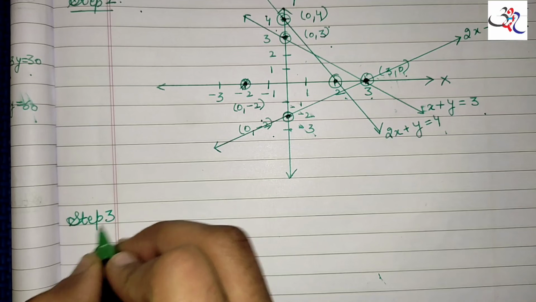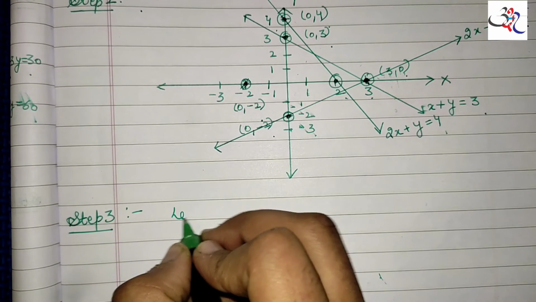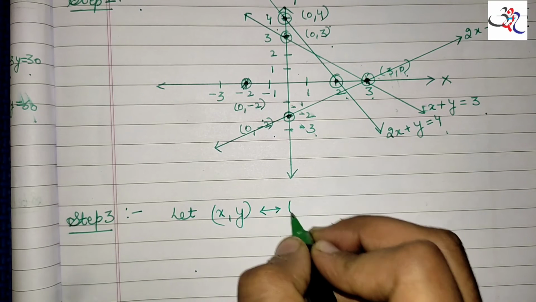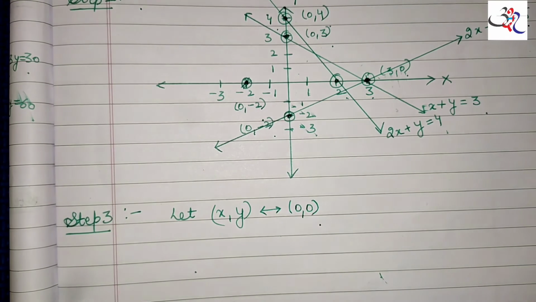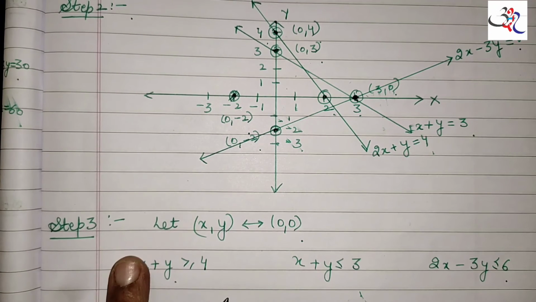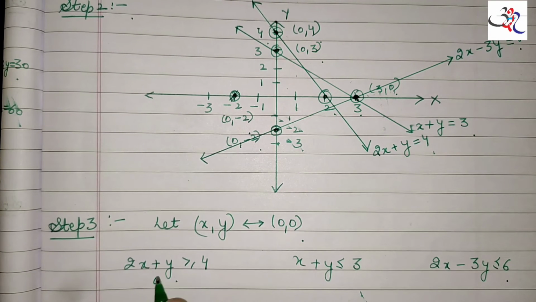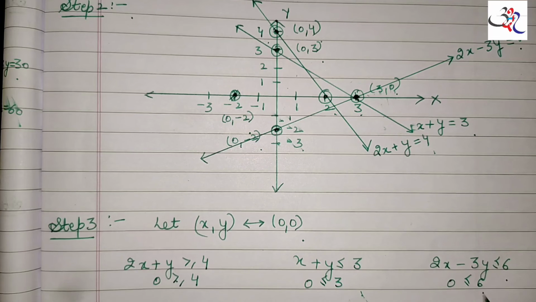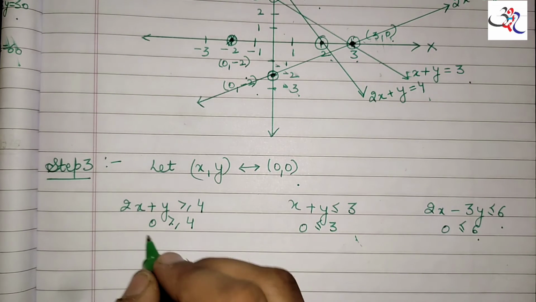Moving to step number 3. Step number 3 says what? That let us suppose that x comma y both are approaching to 0 comma 0. If both are approaching to 0 comma 0, so 0 plus 0, it will be 0 is greater than equal to 4, it will be 0 is less than equal to 3, and it will also be 0 is less than equal to 6.